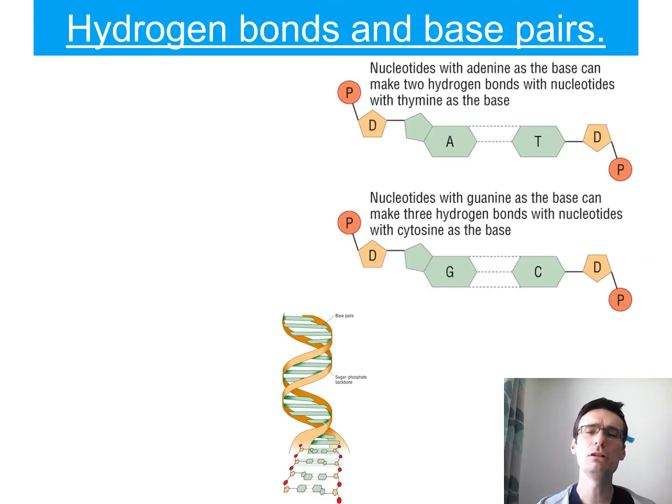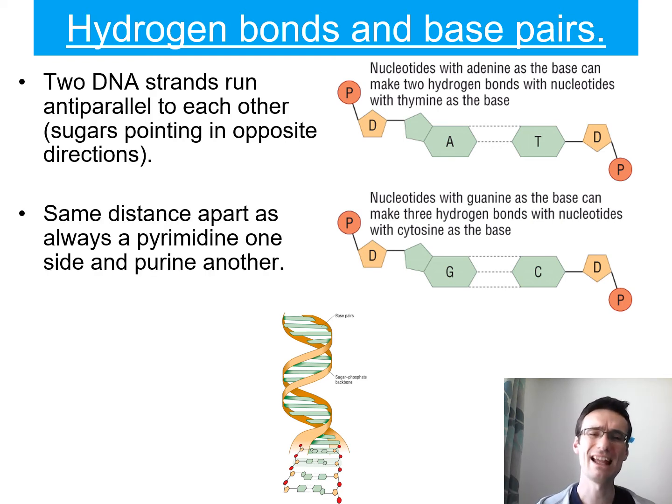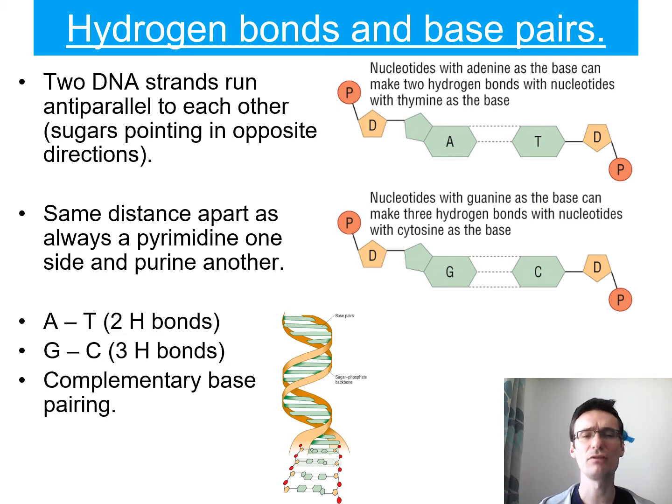So we've talked about this already. The hydrogen bonding is really important. You learn that A to T is 2, G to C is 3. That allows that strength, and it's always a purine and a pyrimidine, which keeps the width of the DNA molecule the same. A to T 2, G to C 3. And that's what we call complementary base pairing.